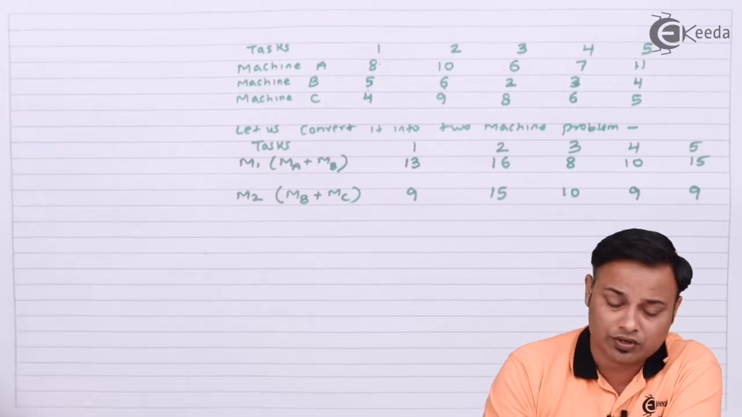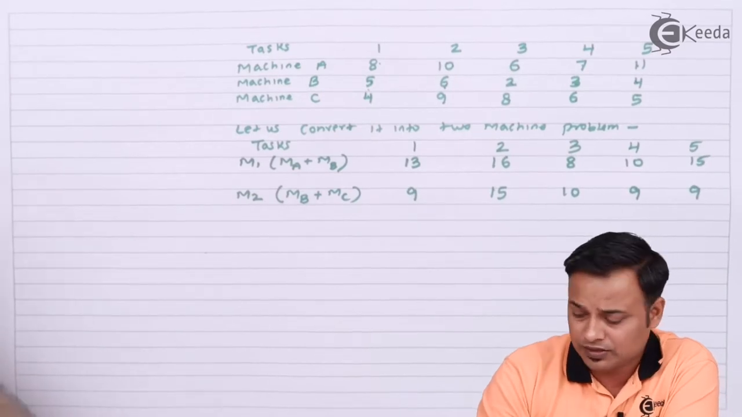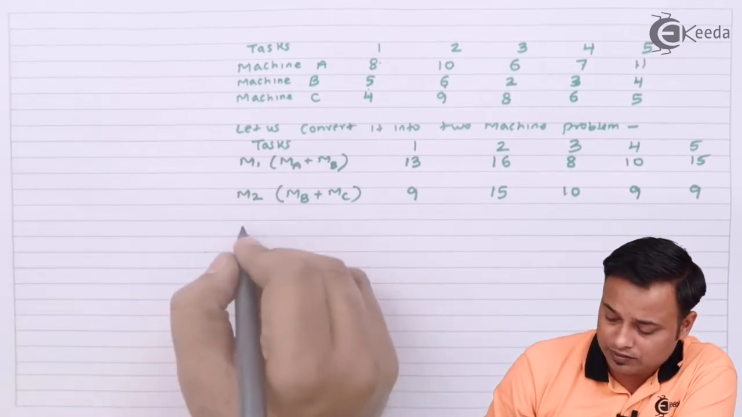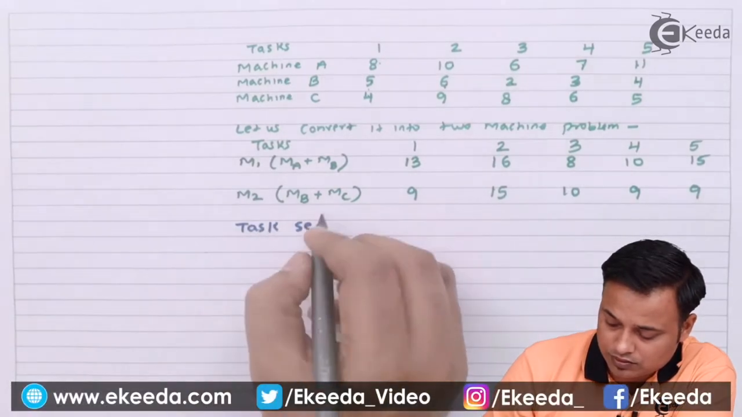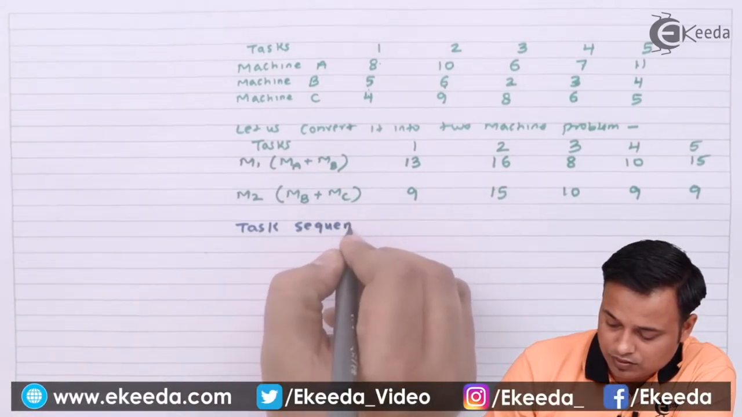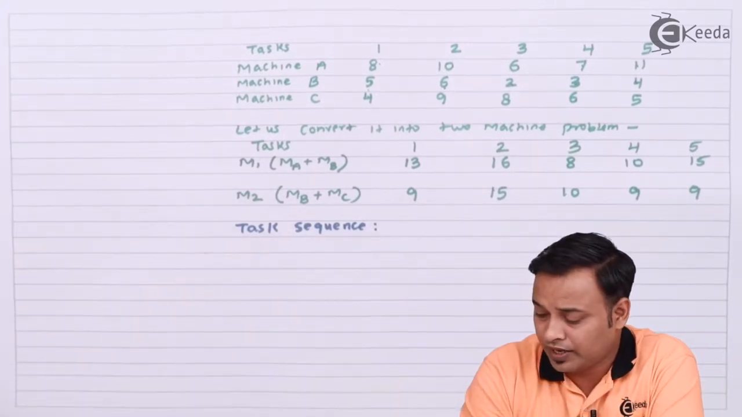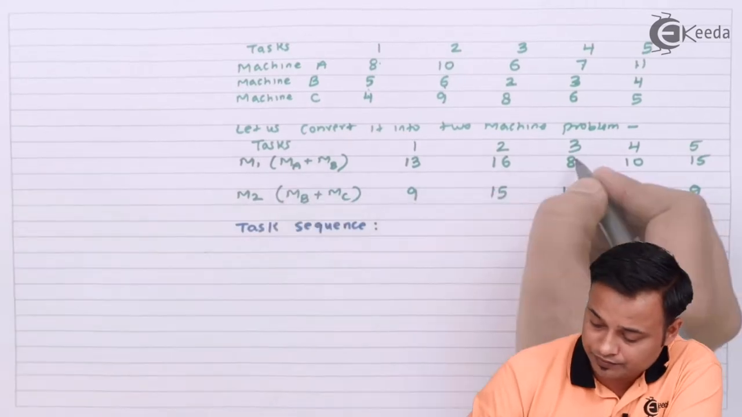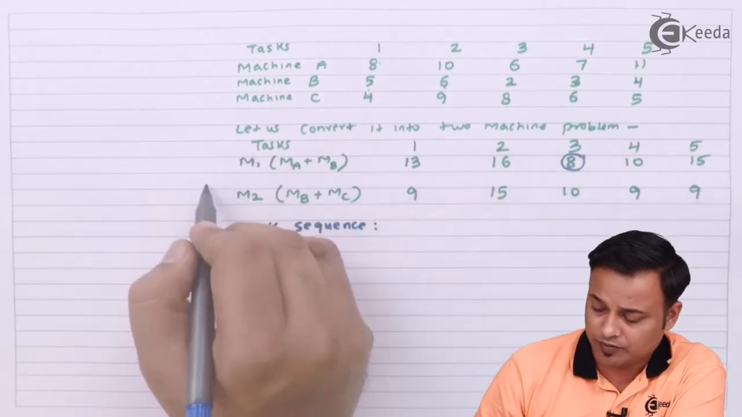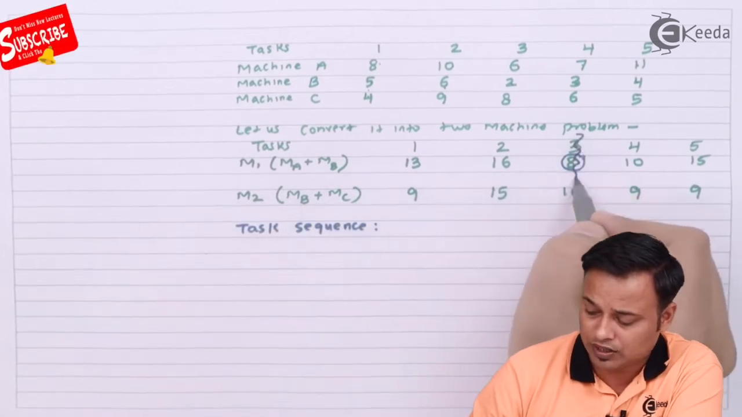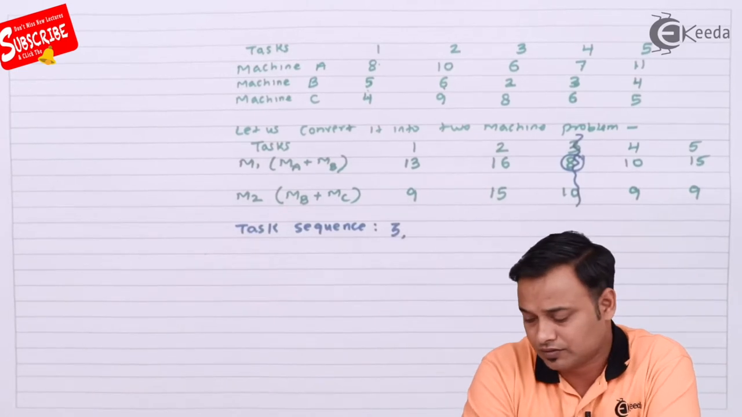Now based on this, I need to decide the sequence. Ab mujhe sequence decide karna hai. For deciding the sequence, apna wahi method pehla wala method aayega. सीक्वेंस आपका सबसे लोवेस्ट नंबर है यहां पर 8. This 8 comes against the first machine, so I will place task 3 on the left side first.